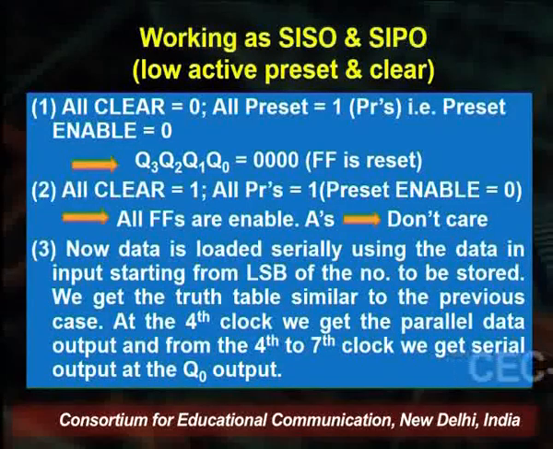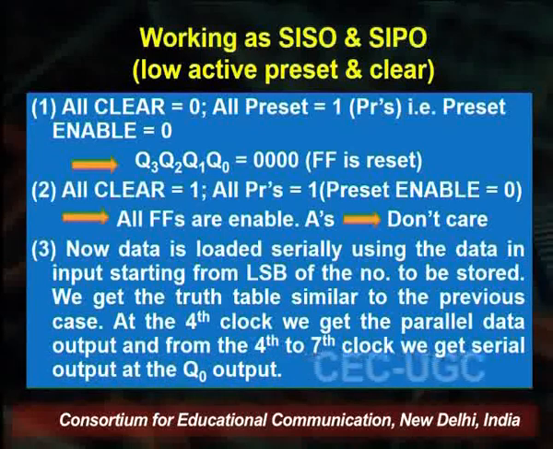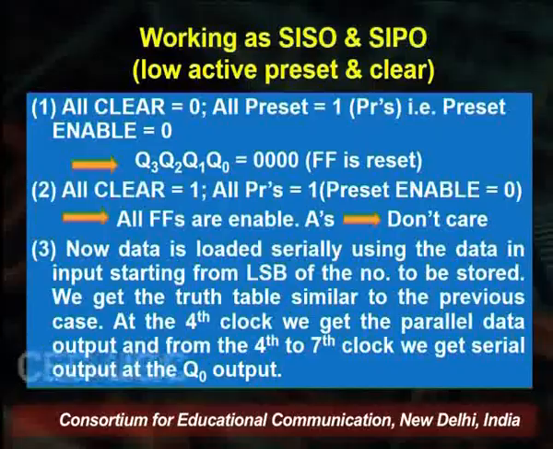When clear is 0, the preset is 1, that is preset enable is 0 since it is active low. Then at that point, Q3, Q2, Q1, Q0 are all 0, 0, 0, 0, and the flip-flop is said to be reset. We take a small break, and when we come back, we will describe the function of this universal shift register.